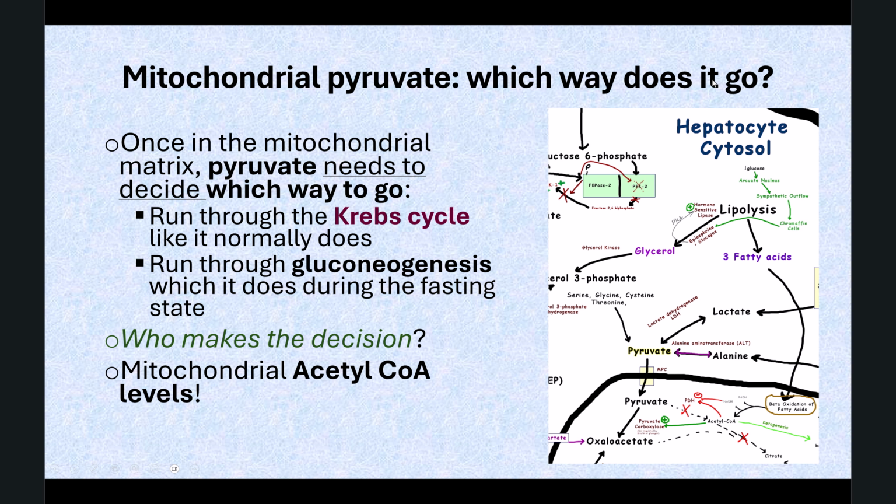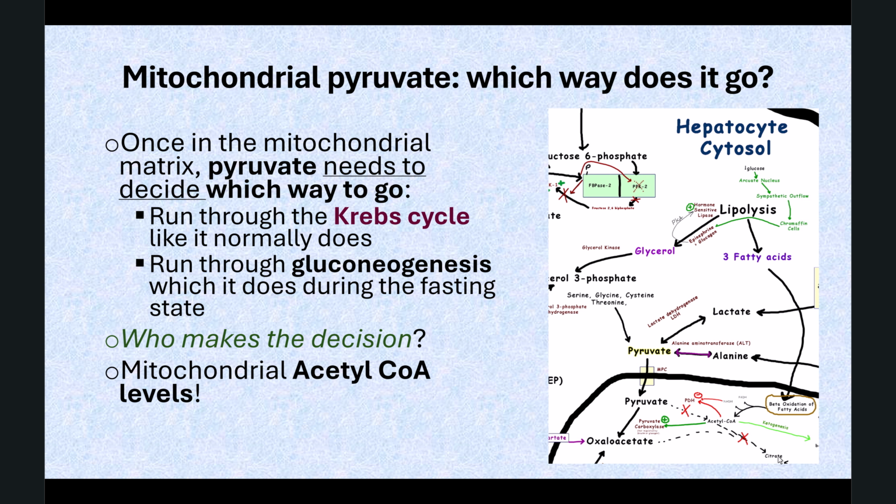Mitochondrial pyruvate, which way does it go? Now the question is, once pyruvate is inside the mitochondria, it can go two directions. It's used to going this way. There's an enzyme called pyruvate dehydrogenase. It's part of the pyruvate dehydrogenase complex. And this enzyme usually grabs pyruvate and morphs it into acetyl-CoA. And acetyl-CoA will combine with oxaloacetate, and then you got citrate, right? That's basic Krebs cycle during the fed state.